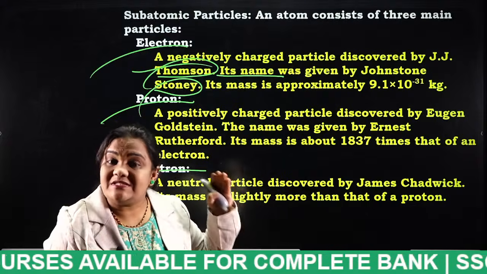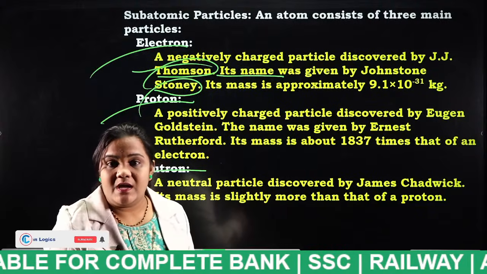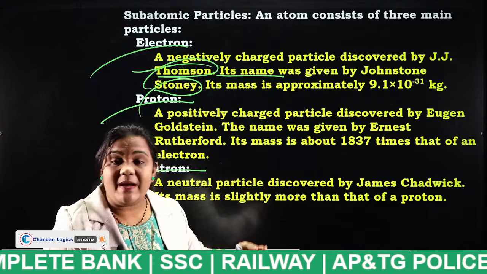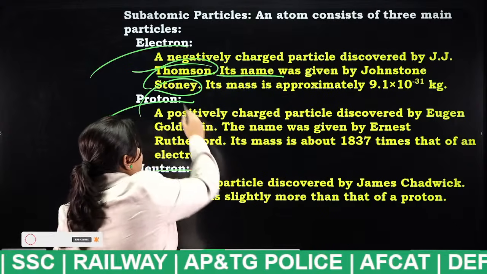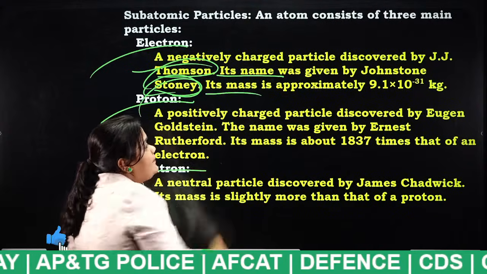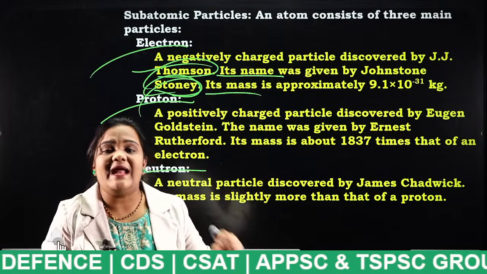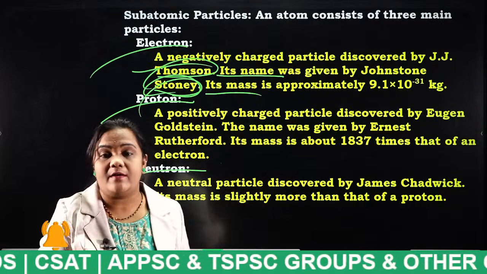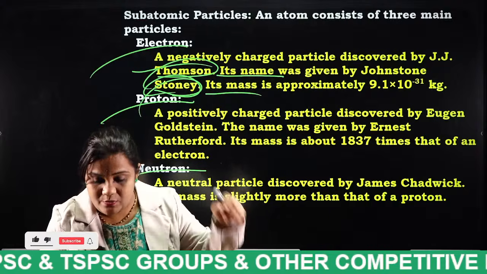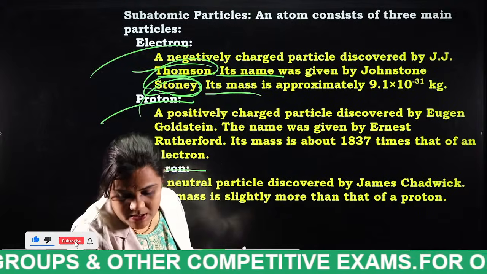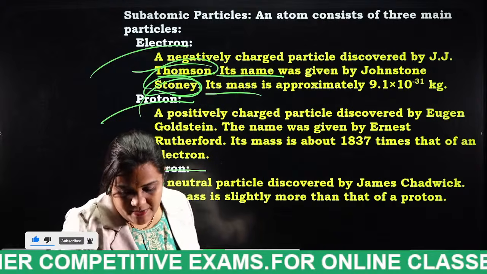This electron was discovered by J.J. Thomson, but the name was given by whom, students? Johnstone Stoney. Its mass is approximately 9.1 into 10 power minus 31 kg. And tell me the year, students, in which the electron was discovered. Mention your answer in the comment section, all of you.